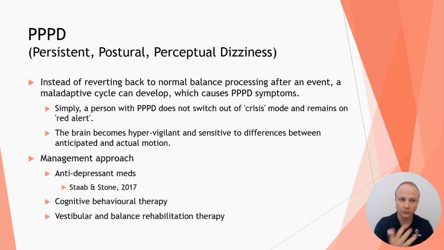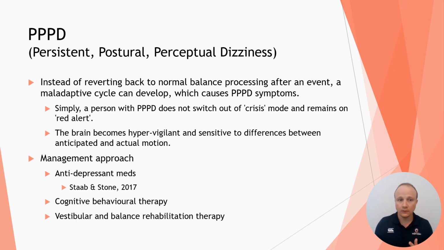This is how I describe triple PD. Instead of reverting back to normal balance processing after an event, a maladaptive cycle can develop, which causes these triple PD symptoms. Simply, a person with triple PD does not switch out of crisis mode and remains on red alert. They're always ready to pounce, so to speak. They're always looking for that next sense of unsteadiness. So the brain becomes hypervigilant and hypersensitive to the difference between anticipated and actual motion.